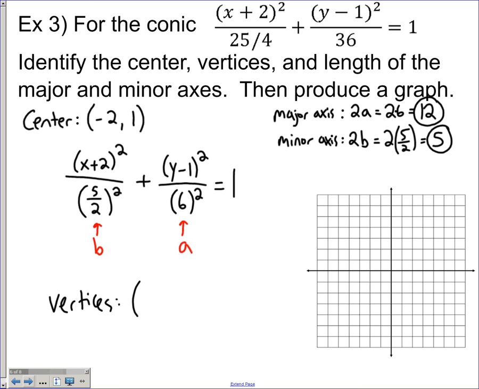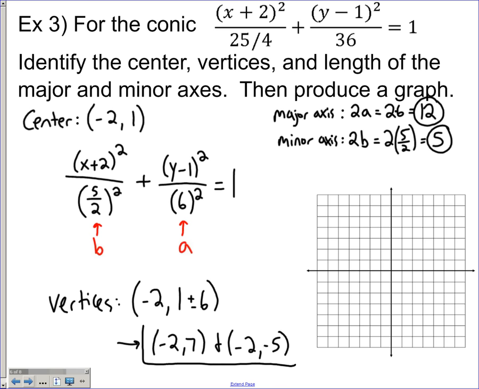So my h value is the x-coordinate of my center and my vertices. So I'm still going to be at negative 2. But what I'm doing is I'm taking my k value, which is 1, and I'm adding and subtracting my a value, which is 6. So that's going to give me negative 2, 7, and negative 2, negative 5.